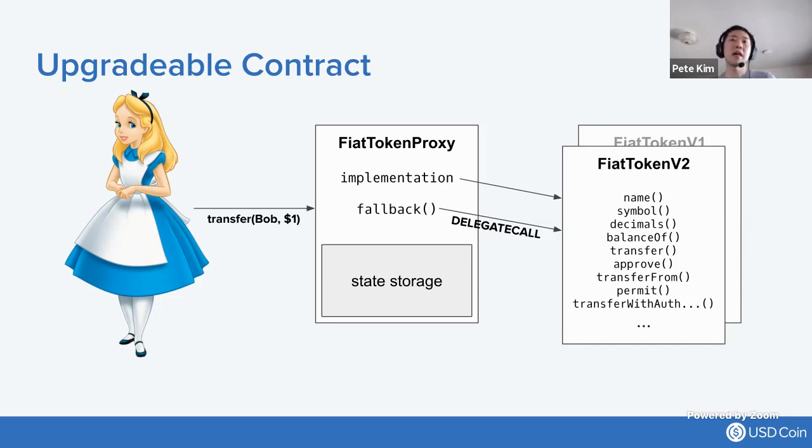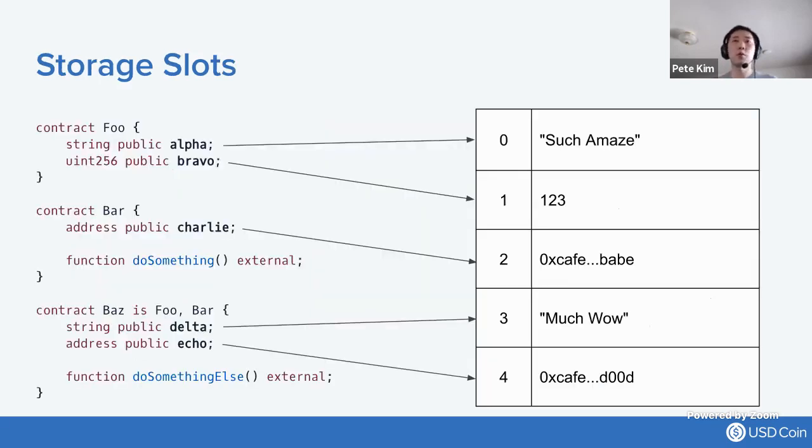Well, in practice, it's not actually as simple as it sounds. There's one thing that you've got to be mindful of that a lot of people are not aware of, and that is the storage slots. Solidity assigns storage slots for each state variable within the contract in the order they appear in the code. So in this case, for example, Alpha maps to storage slot 0, Bravo maps to storage slot 1, Charlie maps to storage slot 2, Delta maps to 3, and Echo maps to 4.